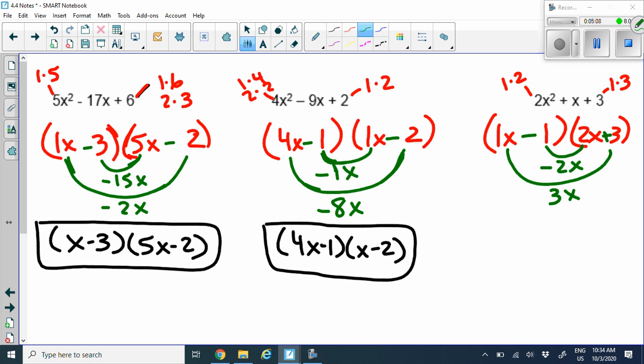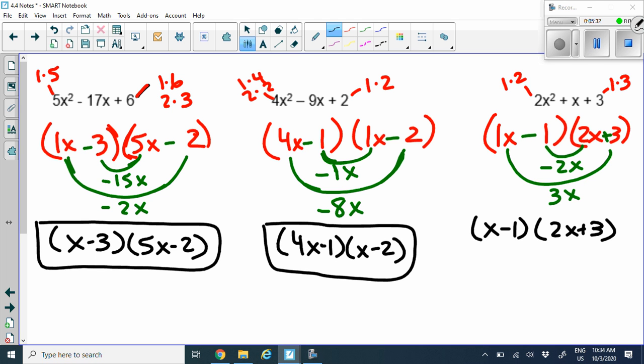Now, before you say, oh, this is our final answer, this is why I talked about multiplying your constants on the last problem. Notice we need to make sure when we FOIL this whole thing out that it multiplies to a positive 3, okay? So I'm going to go ahead and FOIL this to see if this actually works.